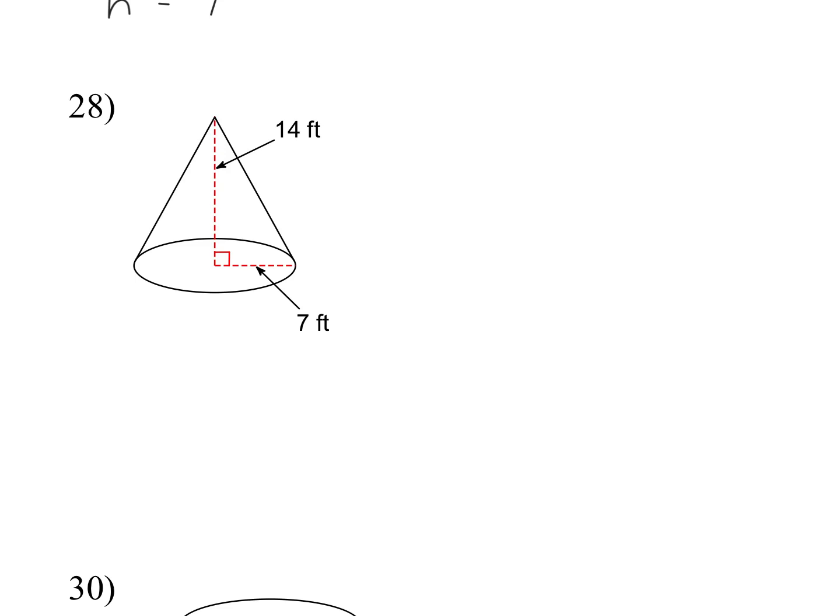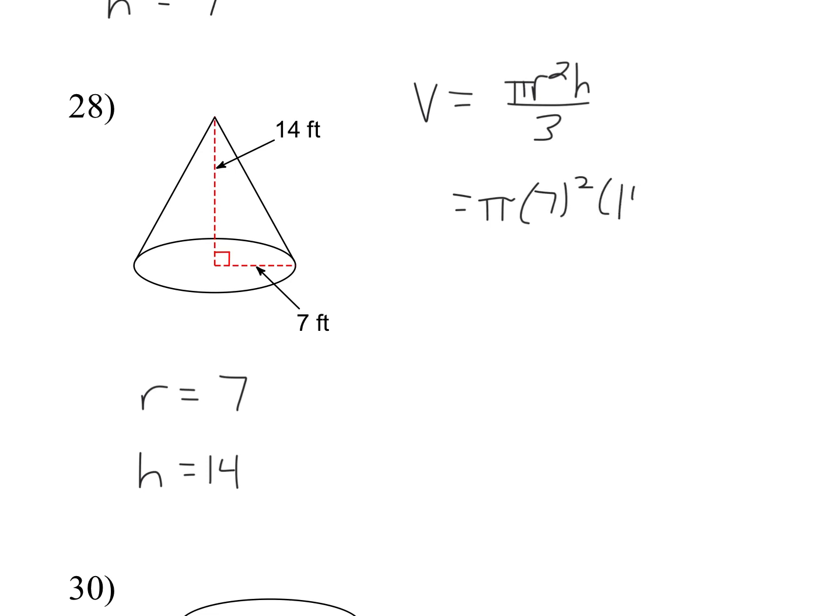What's the shape? It is a cone. So I'm going to follow the cone formula, which is pi r squared h divided by 3. Again, what's nice about circular base shapes? All you have to find is the radius and the height. Right, and they're both normally given to you. So what is the radius? 7. The height is 14. So plug both those values in. 7 squared times 14 divided by 3.